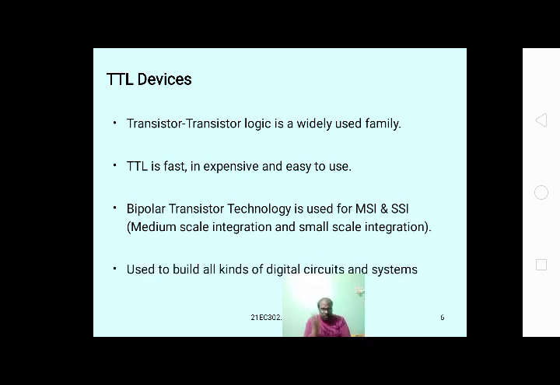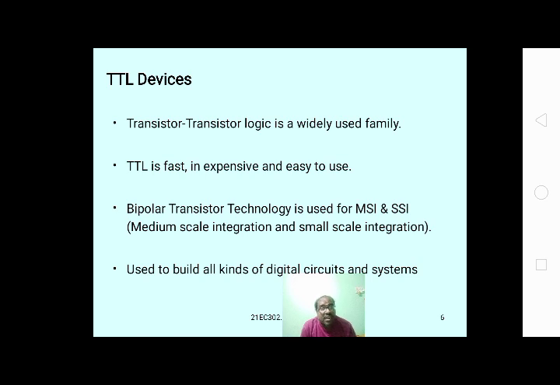TTL is the most widely used logic family, and it is designated as transistor-transistor logic. Here in TTL, the basic element in the circuits is the bipolar transistor. We already know the bipolar transistor is the BJT, bipolar junction transistor. TTL is very fast, inexpensive and easy to use.